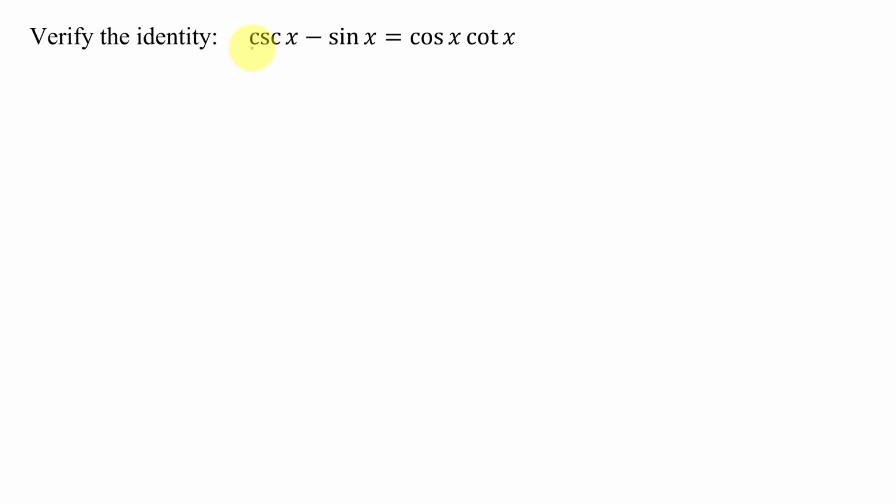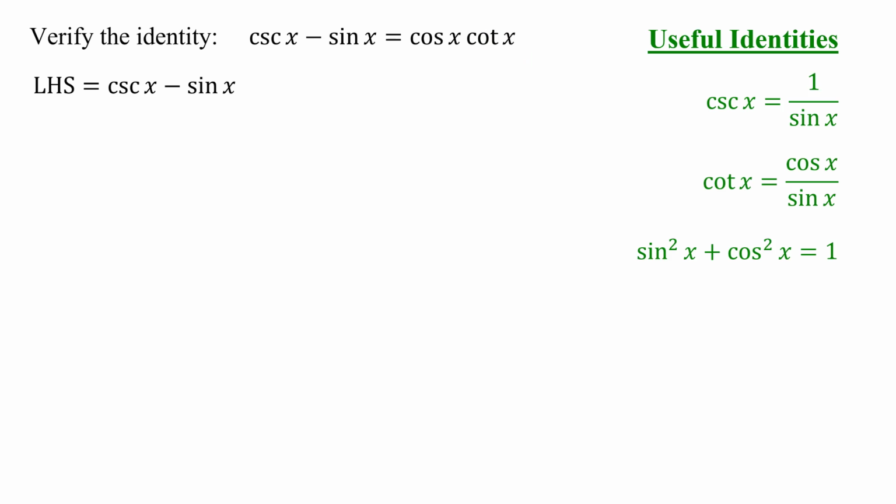That's kind of hard to tell in this problem, but I think I'm going to start on the left-hand side because I have two separate terms that I can combine into one term, which is easier than taking one term and breaking it down into two separate terms. So I'm going to start on the left-hand side. And as I have cosecants, sines, cosines, and cotangents, the easiest way to solve this problem, I think, is to write everything in terms of sines and cosines.